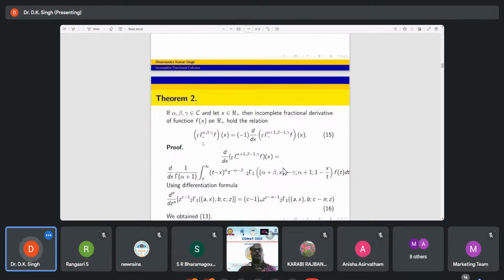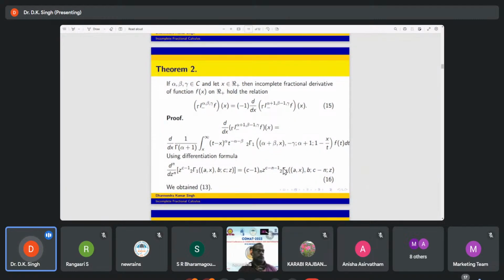So again, these are the incomplete fractional integrals. We can write this in derivative form as minus 1 d/dx, gamma minus alpha plus 1, beta minus 1, gamma f(x). So again, for the proof we are using the right-hand side of equation 15.